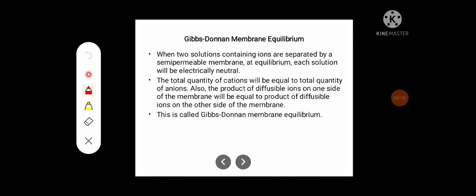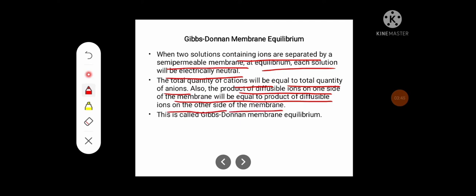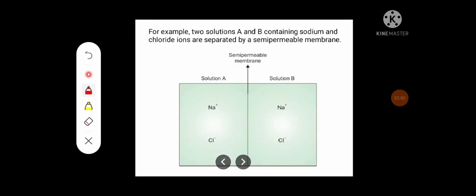Gibbs-Donnan equilibrium. When two solutions containing ions are separated by a semi-permeable membrane, at equilibrium each solution will be electrically neutral. The total quantity of cations will be equal to the total quantity of anions. Also, the product of diffusible ions on one side of the membrane will be equal to the product of diffusible ions on the other side of the membrane. This is called the Gibbs-Donnan membrane equilibrium.